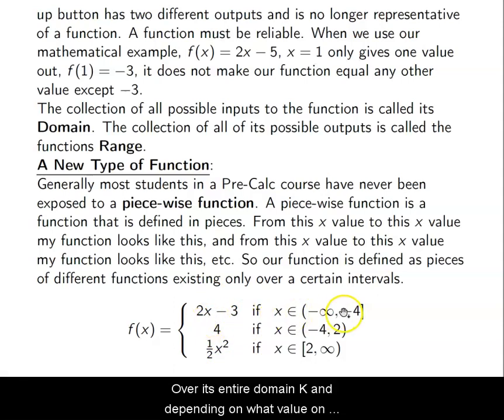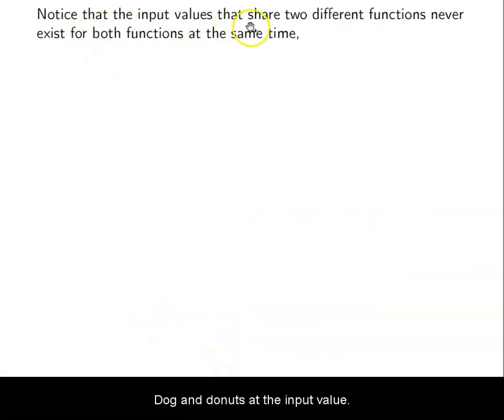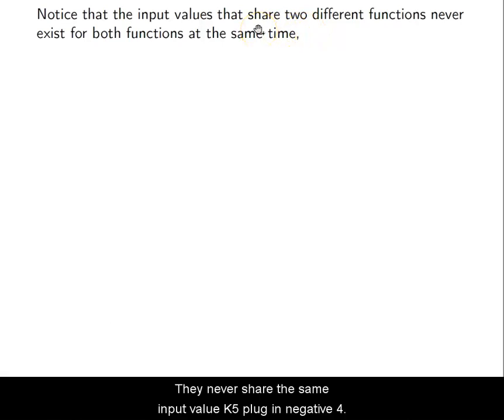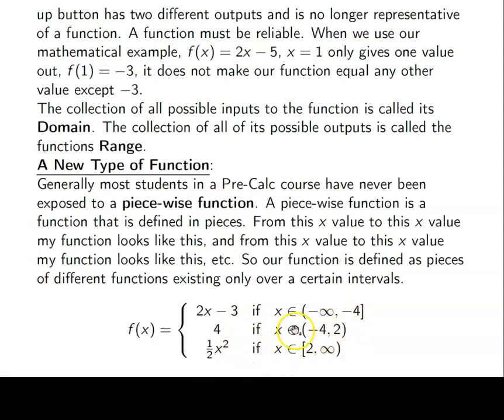Depending on what value I'm plugging in will tell me what value I need to look at for the output. So again, notice that the input values never share the same input value. If I plug in negative 4, the endpoint here, negative 4 is an endpoint here and an endpoint here. But negative 4 doesn't work for this one. When I plug in negative 4, I'm looking at this equation. Even though there are two separate places, 4 is included here, 4 is not included here, because of the open bracket.